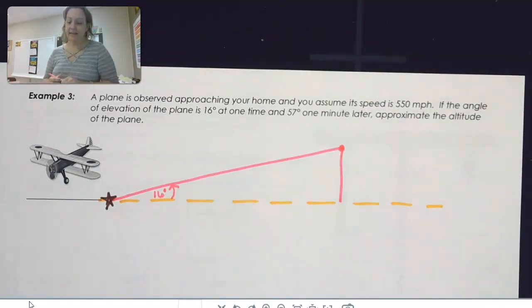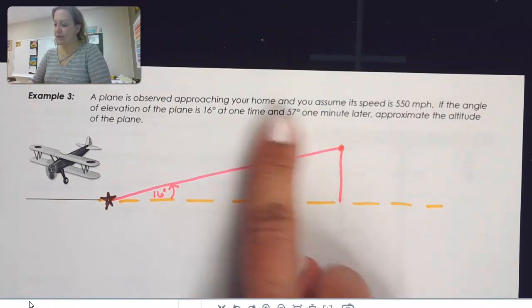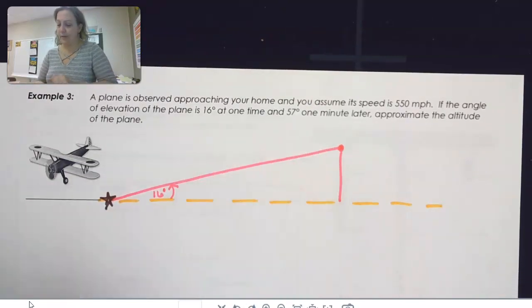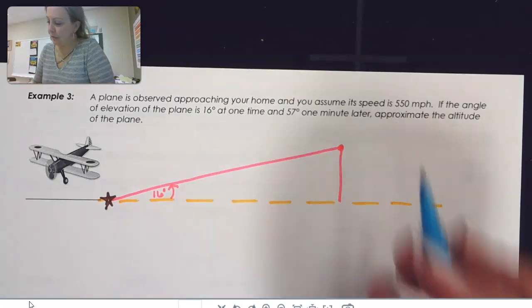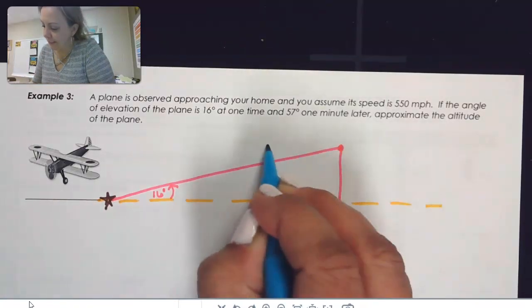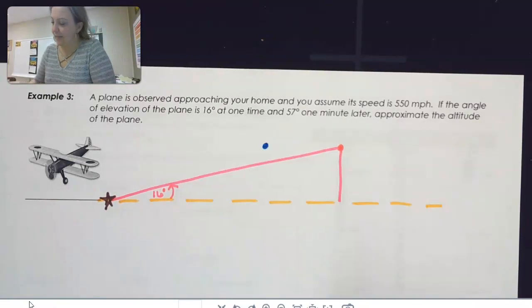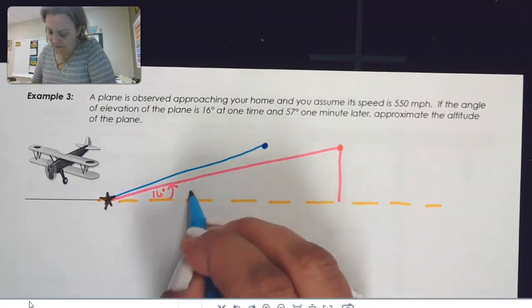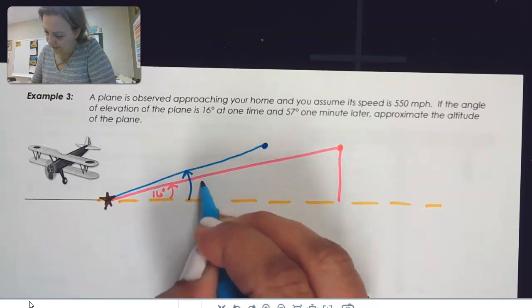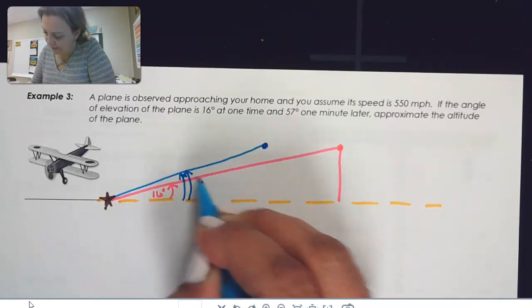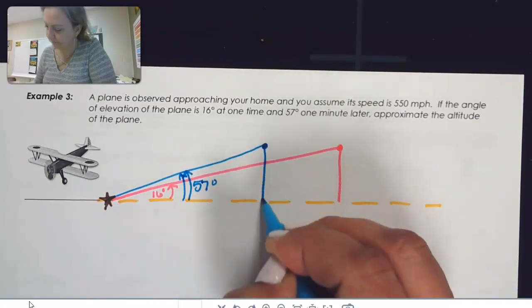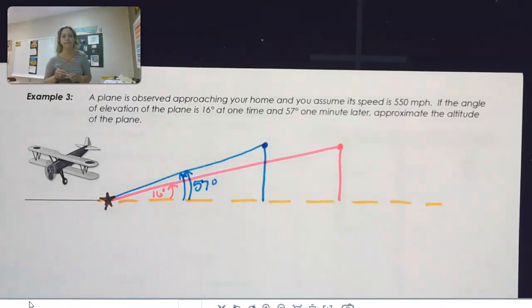Okay. Then the plane again is approaching your home. So if it's approaching your home, it's going towards you. So now maybe let's say that the plane is here. And now we have that this angle, mark it with something different here, is 57 degrees.